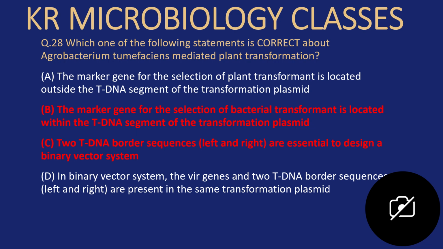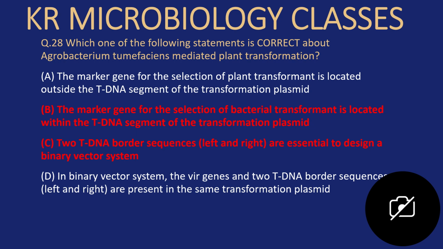So now see the options. Option A: the marker gene for the selection of plant transformants is located outside the T-DNA segment of the transformation plasmid. Option B: the marker gene for the selection of bacterial transformants is located within the T-DNA segment of the transformation plasmid. Option C: two T-DNA border sequences, left and right, are essential to design a binary vector system. Option D: in a binary vector system, the vir genes and two T-DNA border sequences, left and right, are present in the same transformation plasmid. So these are the four options, right? This question is a multiple answer question, because you can select more than one answer.